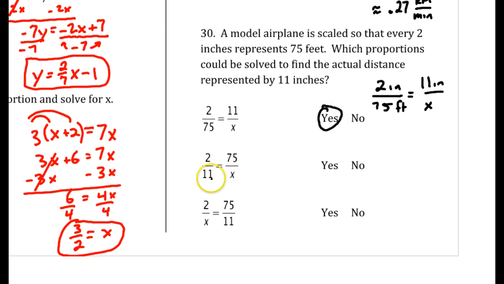Now, how do we know if the others are okay as well? So here's what you want to do. You're allowed to think of it as a game that you can switch any diagonal, and that's considered to be the same. So if we switch these two, 11 would be down here, right? And 75 would be up here. And we'll still get the same answer, because remember when we solve this, we just multiply the diagonals. So it doesn't matter where I put the numbers, I'll get the same answer if I do 75 times 11 or 11 times 75. So you can see here, okay, 2 over 11 equals 75 over x. Okay, that's right here.